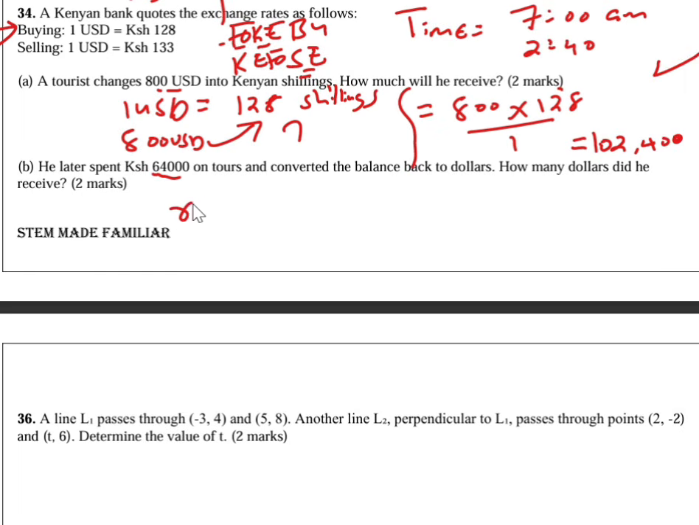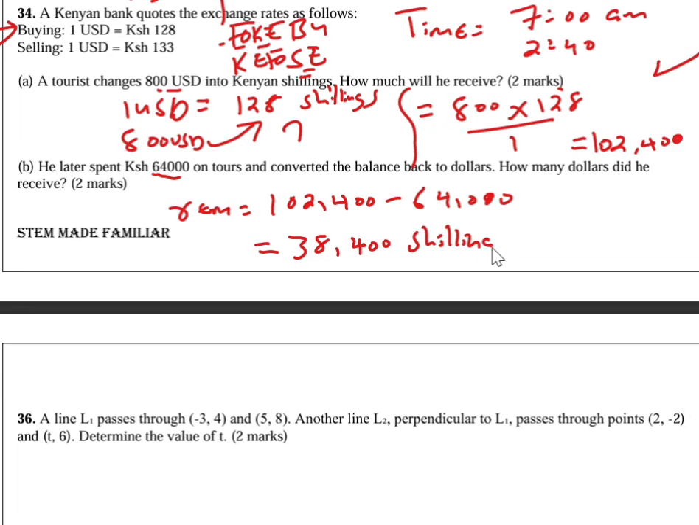So the remainder yenye ilibaki alikuwa na 102,400 minus ametumia 64,000. So na subtract hizo mbili, you'll see it is 38,400. So alibaki na 38,400 Kenyan shillings. Jamaa alikumbuka kuna familia, hakutumia pesa yote. 38,400 shillings ndio alibaki nayo.